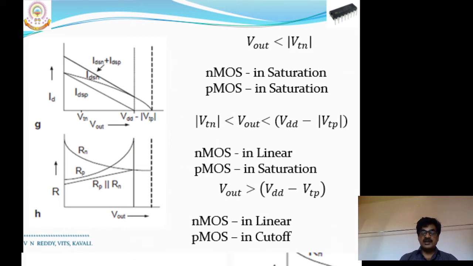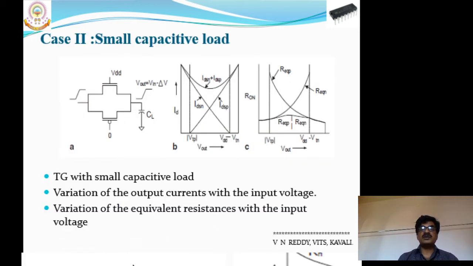Similarly, let's take the case of a low capacitive load, a small capacitive load. If the capacitance is very low, the output voltage is almost always equal to the input voltage. That is, the voltage difference between input and output is very small. The voltage difference between input and output of the transmission gate is always very small. So these two diagrams, B and C, represent the currents of the NMOS and PMOS transistors and the corresponding resistances.